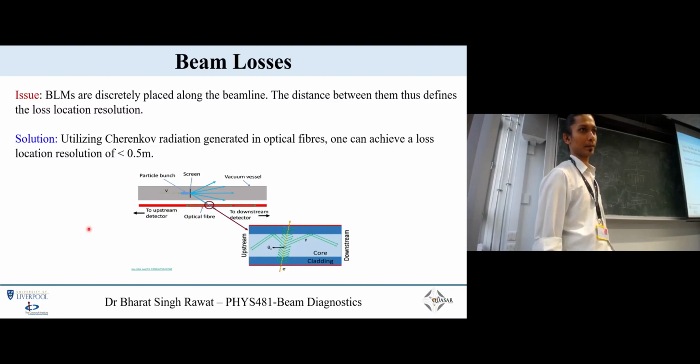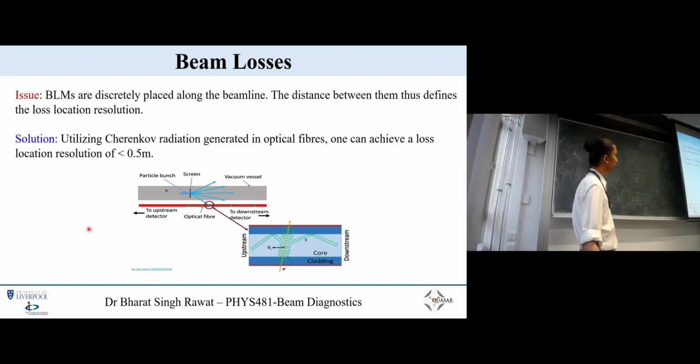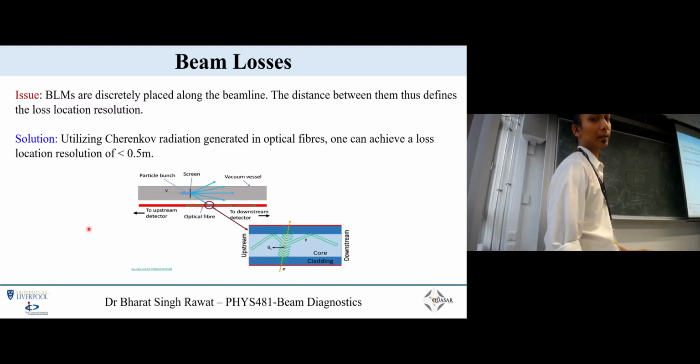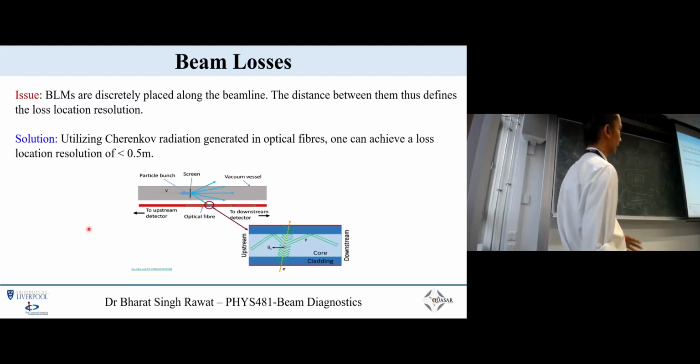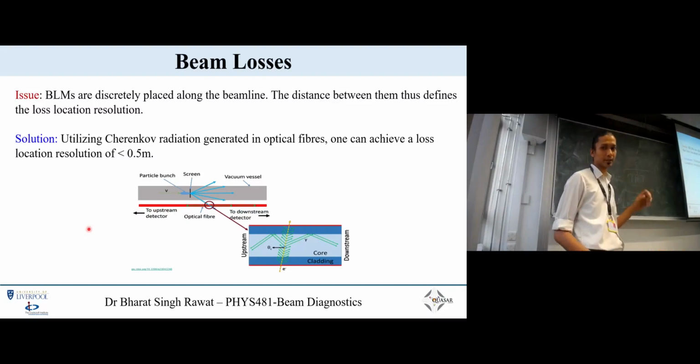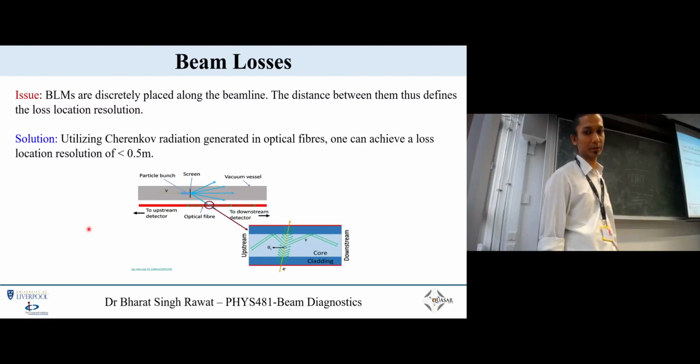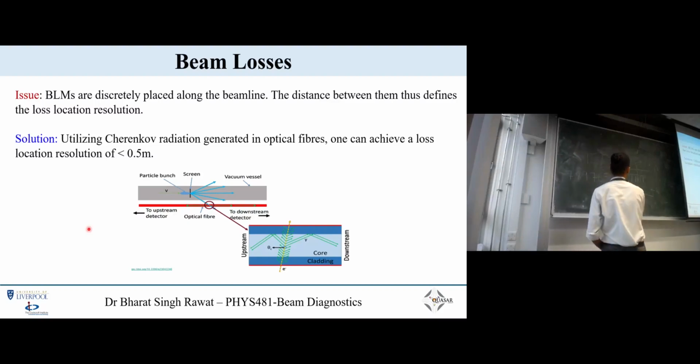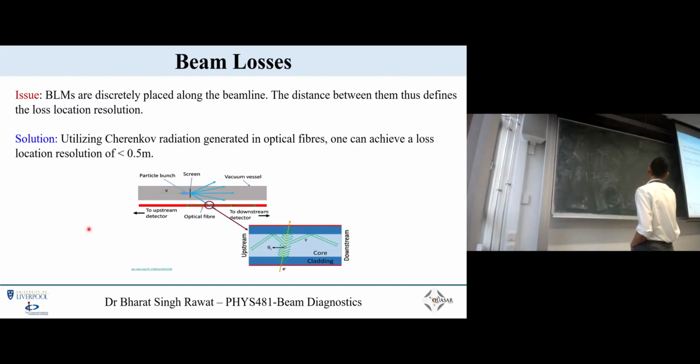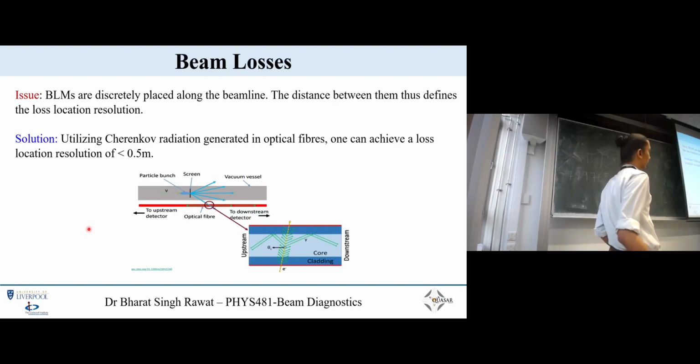Where electrons move faster than light in a certain medium. Yeah, exactly. So it happens when a particle travels at a speed faster than the speed of light in a particular medium, and it emits typical radiation, which is called Cherenkov radiation. So what we do here is, instead of using ionization chambers, you use optical fibers.